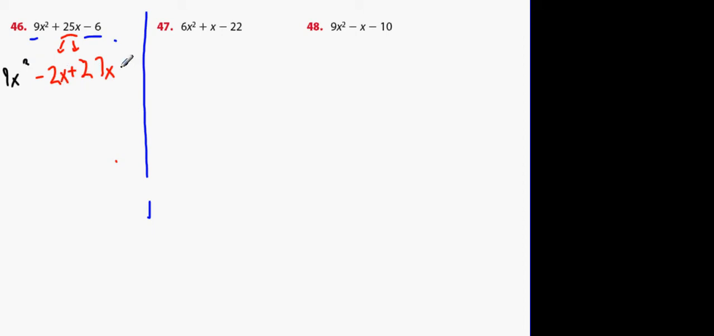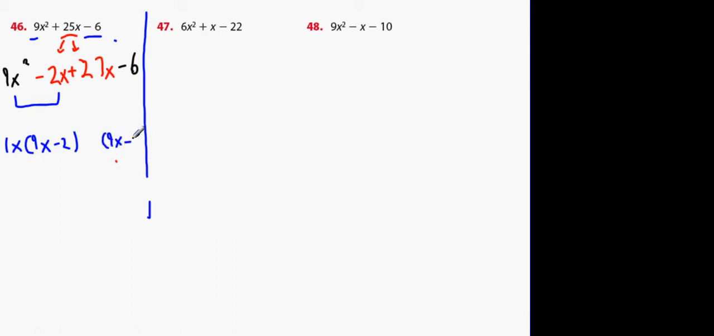What's the next step, lads? Going to factorize them. So what can we take out of the first two? 1 what? 1x into? Yeah. What do we know about the second bracket? It's going to be 9x minus 2.